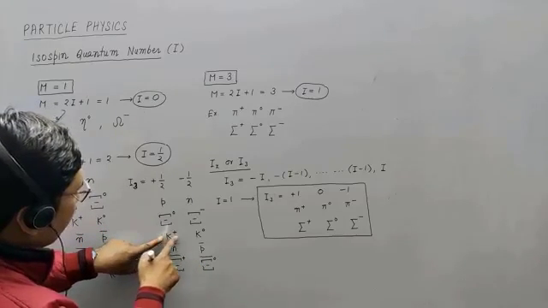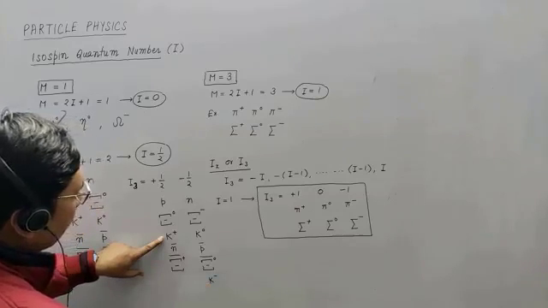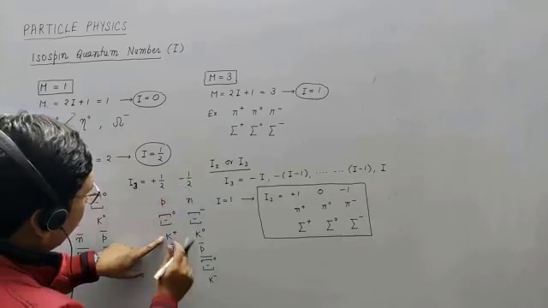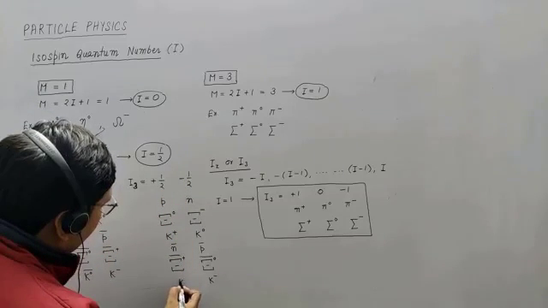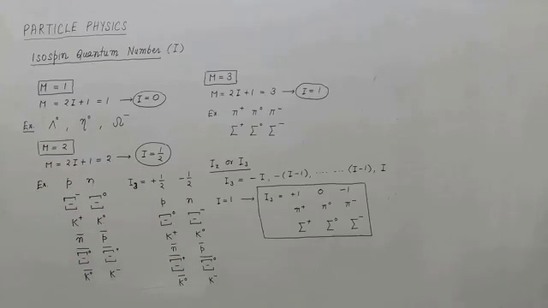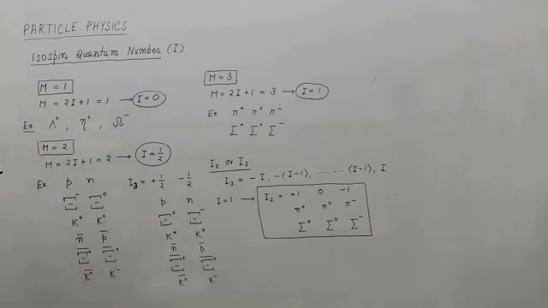Similar case is here. This is K plus, its antiparticle is K minus, and its I3 value will be minus half. For K naught bar it will be plus half. So these are the values for these cases. And here in this case, because I is equal to 0, I3 will be equal to 0 for all these particles.